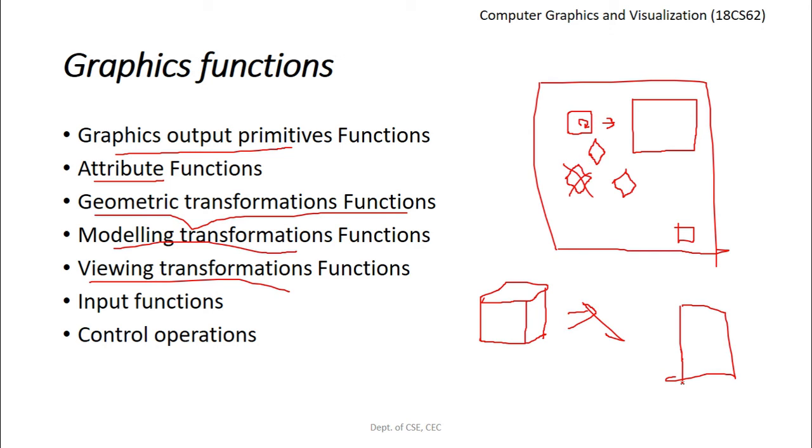And then we have the input functions. The next category of functions that we have is the input functions. Interactive graphic applications use various kinds of input devices such as a mouse, tablet, or joystick. Input functions are used to control and process the data flow from these interactive devices. So when I click a button on a mouse, how should the graphics on your screen change?